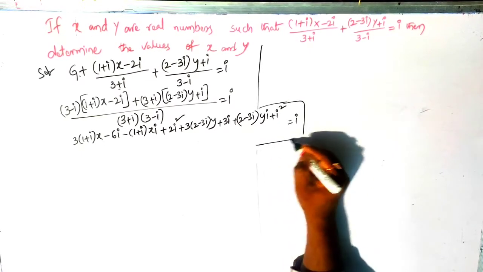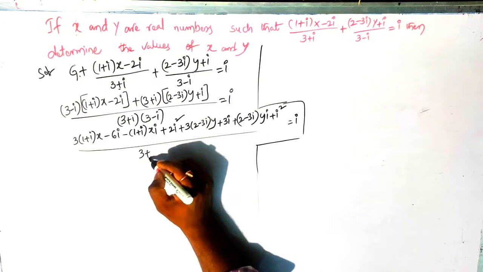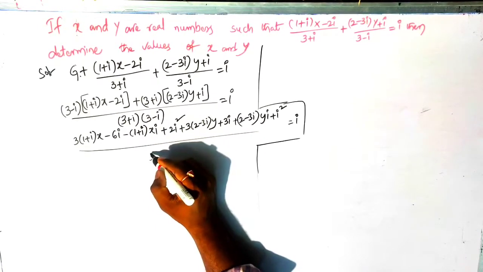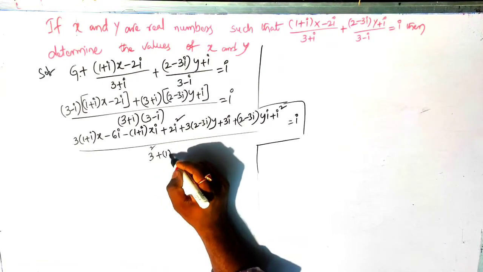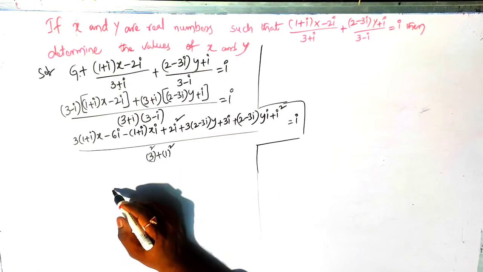We write here i is this. So divided by (3 + i) into (3 − i), that is nothing but (a + ib) into (a − ib), 3 square plus b value 1 square. Okay, now we multiply this.